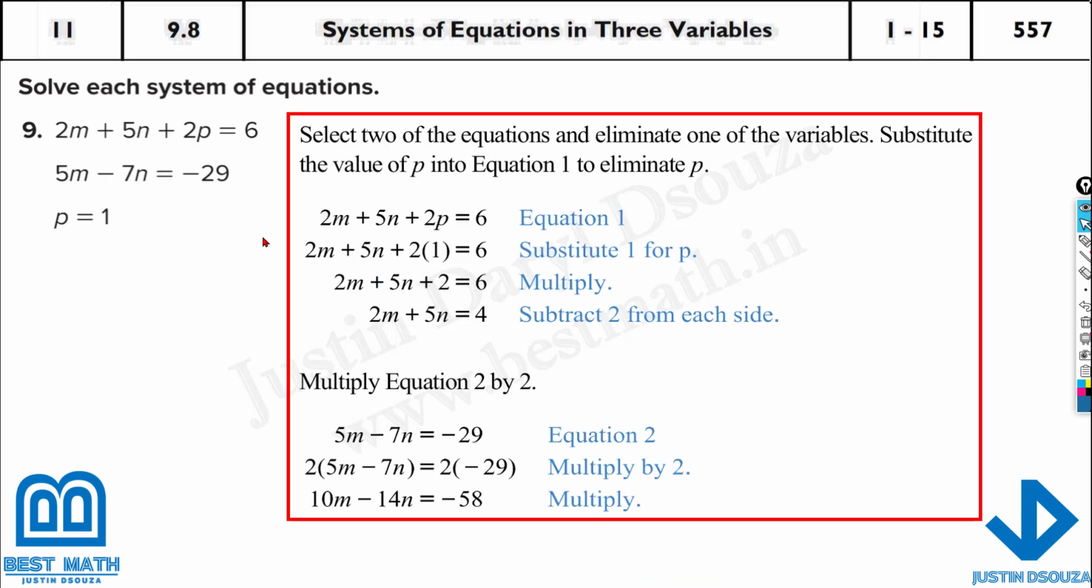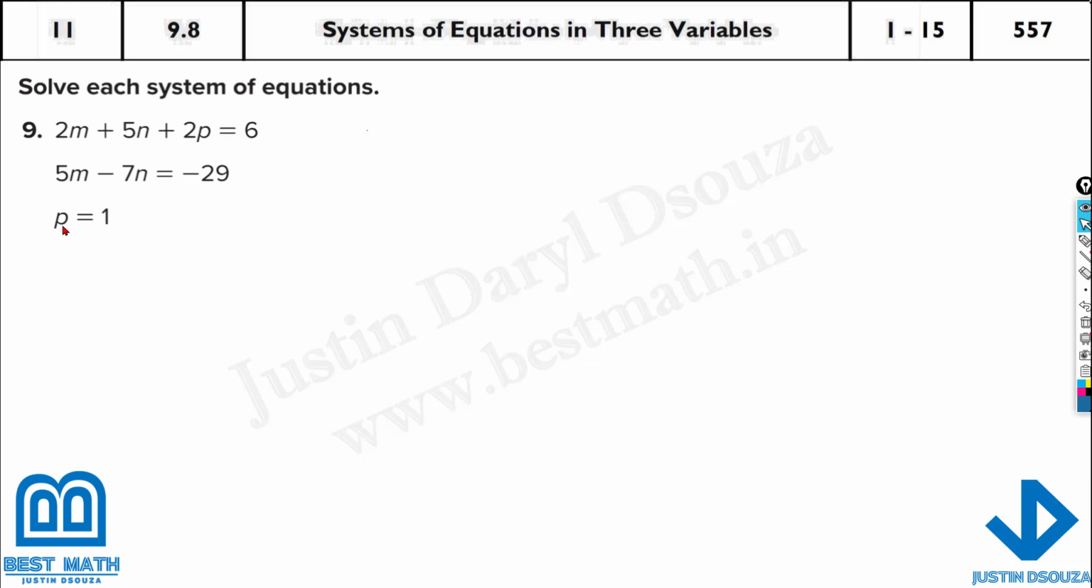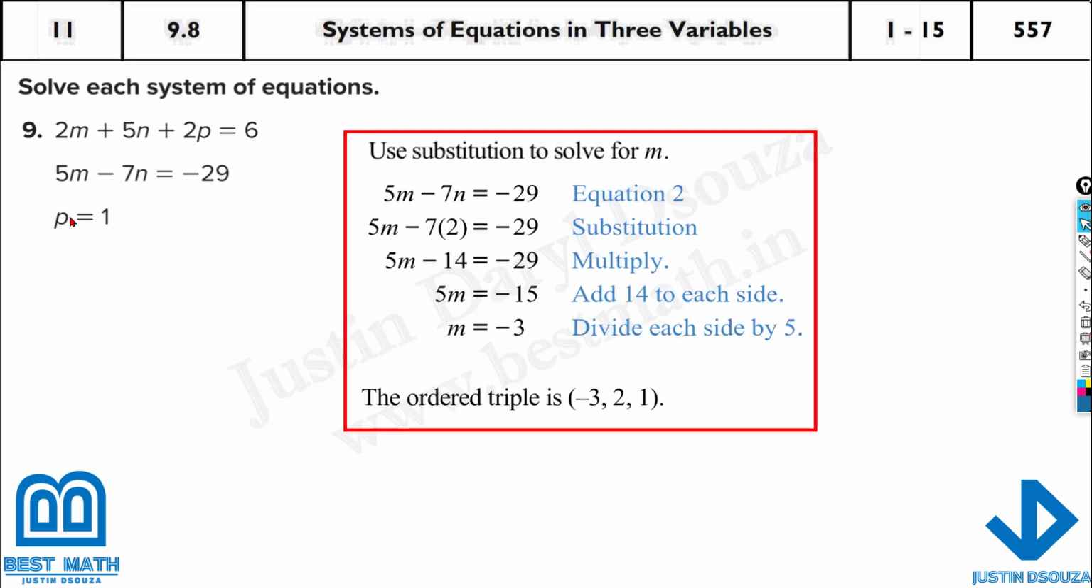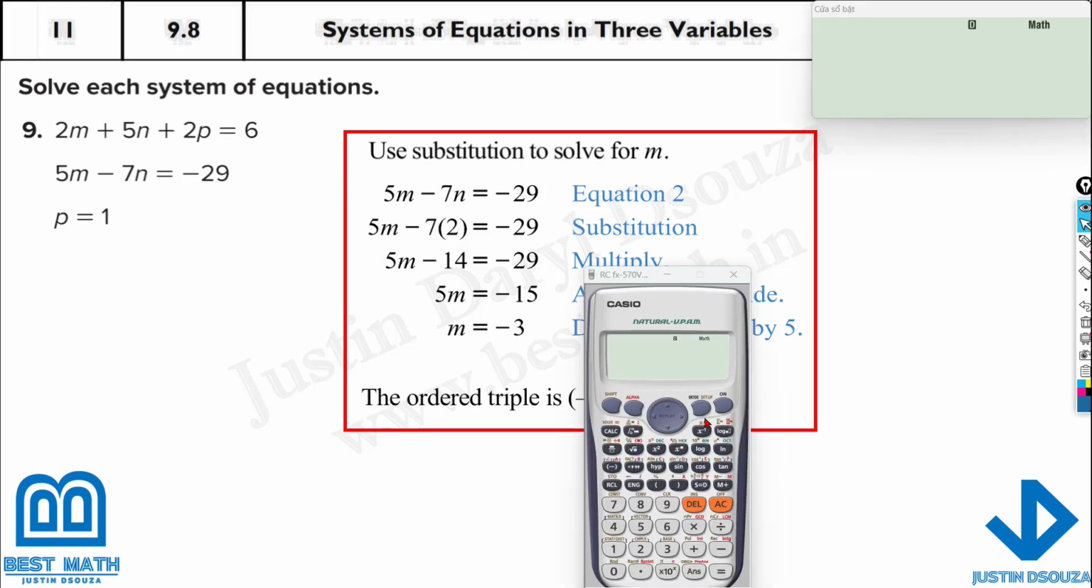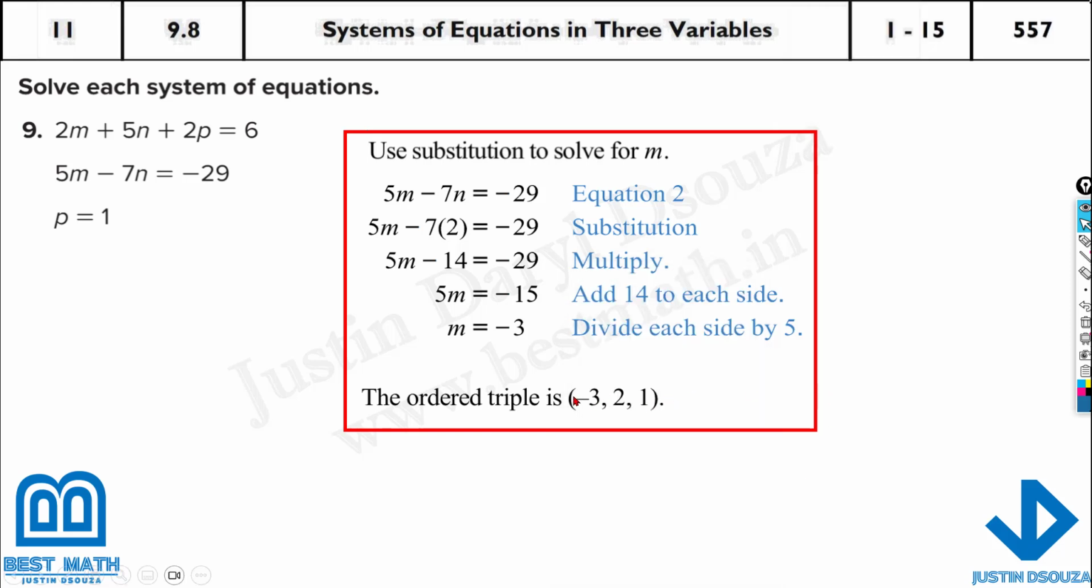I'll just solve this one quickly here because the last equation, you can see, is 0, 0 and p. Let us click on more, 3 by 3. Let's type in the coefficients. It's 2, 5, 2, and then the constant is 6. And here we have 5, minus 7, but there is no p-value at all. So it's 0 here, minus 29. Then what do we have here? 0, 0, 1 for p. And then over here also it's 1. So the values are minus 3, 2, and 1. So that's the answer.